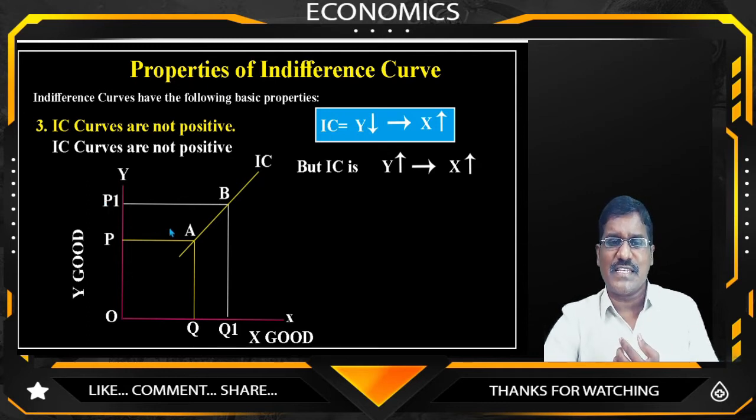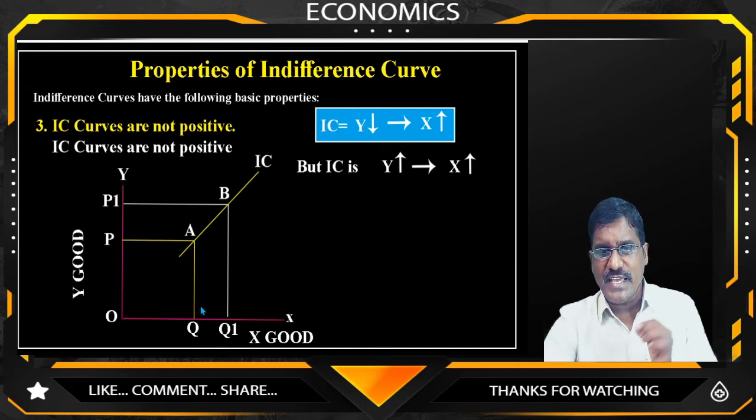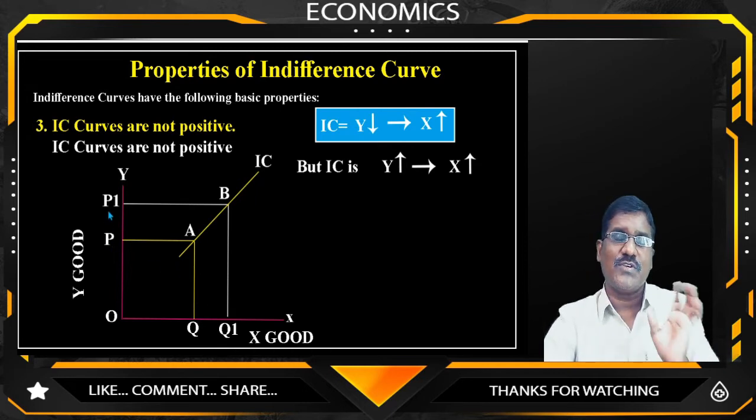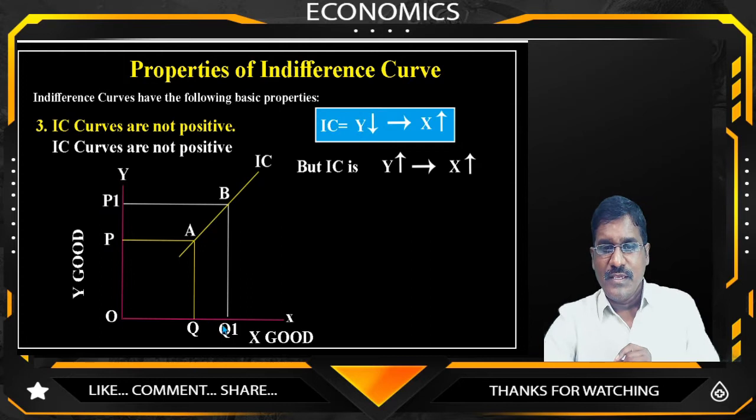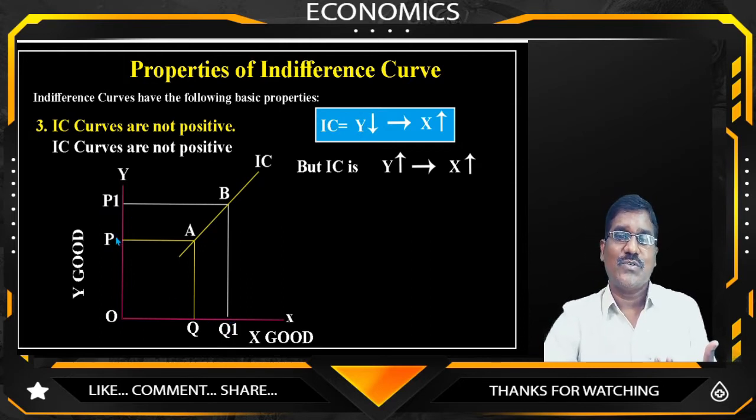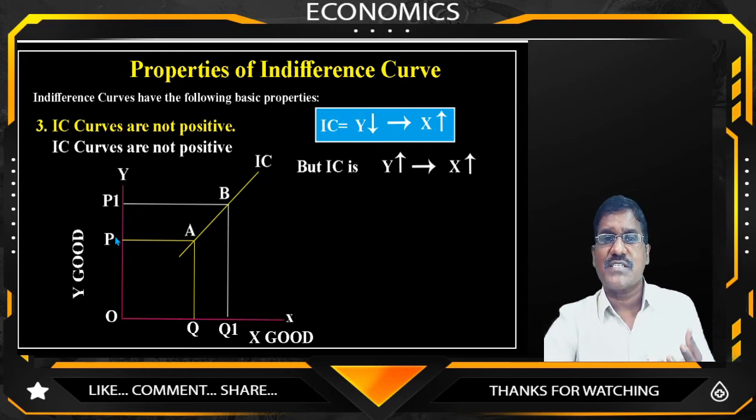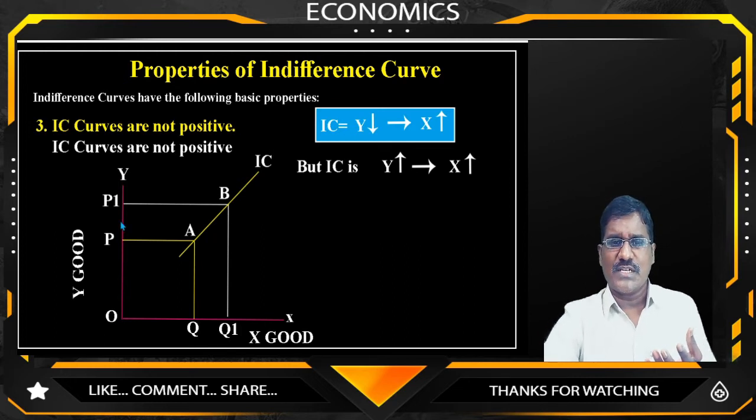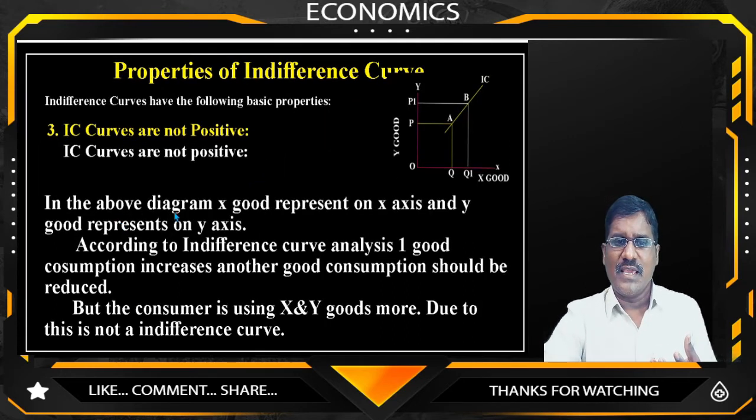Both increase when we move from left to right. X good increases and Y good also increases. When X good decreases, the Y good also decreases. So that's why it is not related to the indifference curve. It is not a property of the indifference curve. Let me analyze in the above diagram.